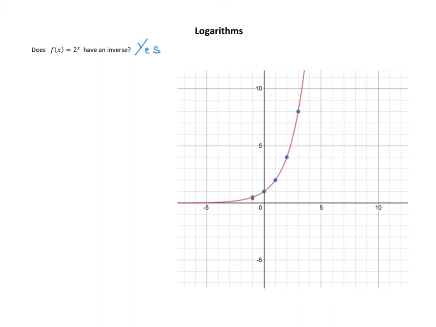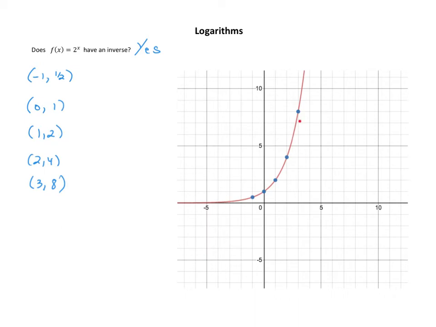To figure that out, I listed these points over here. I'm going to actually state what they are. Like here, this one, this is -1, 1/2. This point is 0, 1. Let's see, this is 1, 2. And then we have 2, 4, as well as 3, 8. Which makes sense. If you put these numbers into this exponent, you get these y values back.